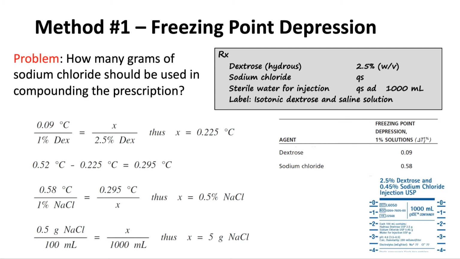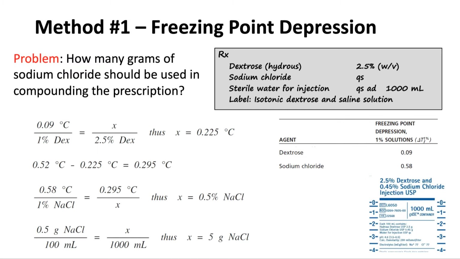What we want is whatever concentration of sodium chloride gives us a reduction of 0.295 degrees Celsius. So we put 0.295 on top and set that over X. Here X will represent the concentration in percent of sodium chloride that produces the amount of decrease in temperature that we want. So if we solve for X, we take 0.295 times 1 and divide it by 0.58.